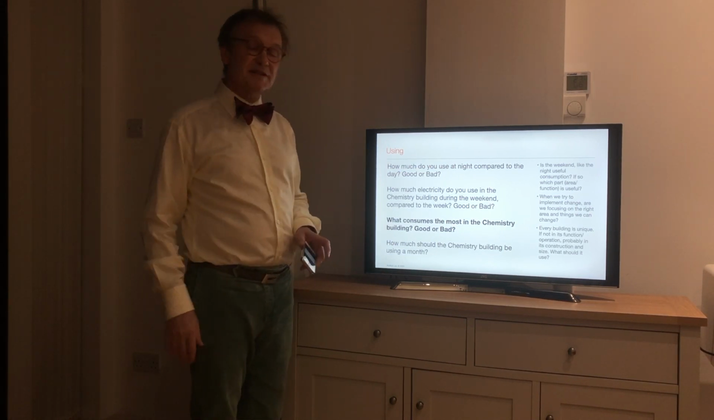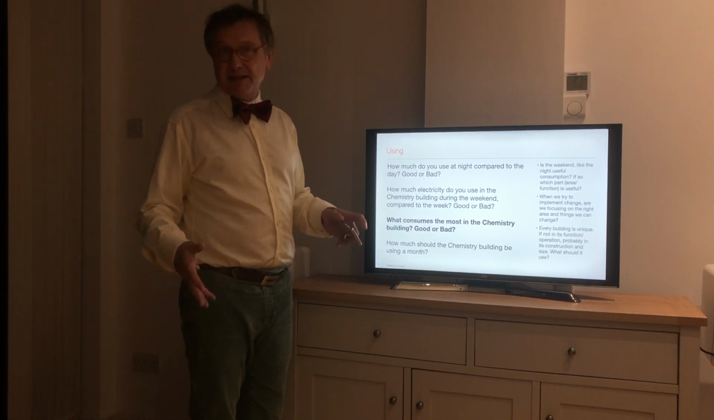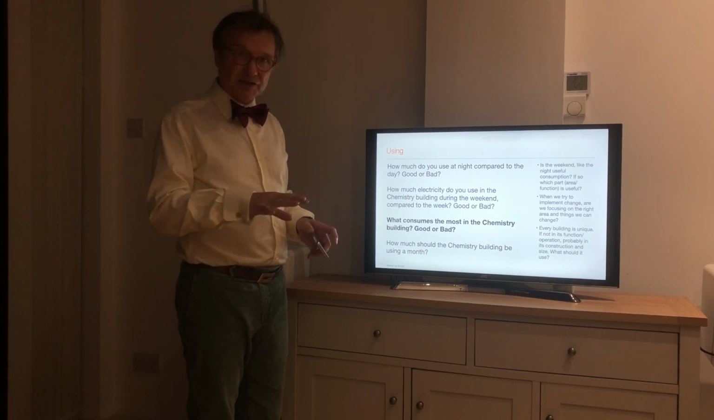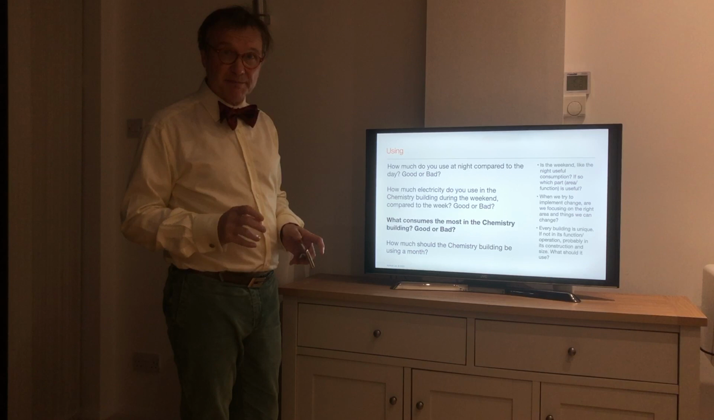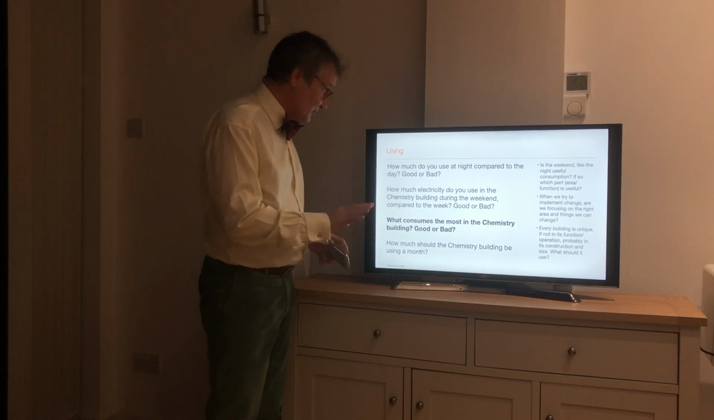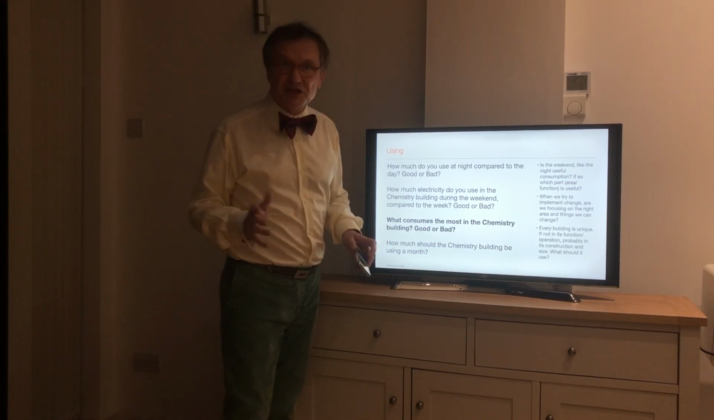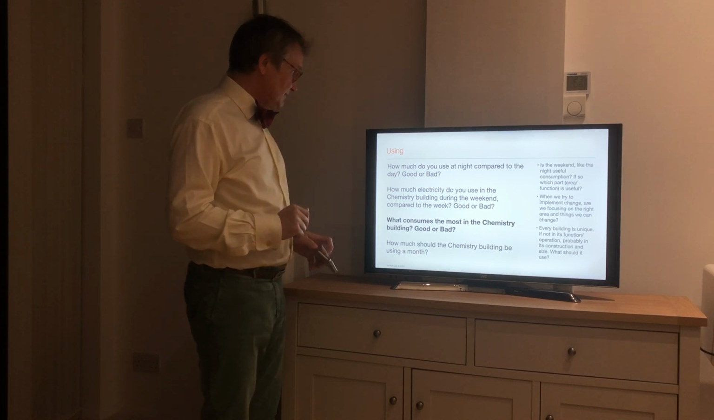What consumes the most in the chemistry building? Now this is, again, quite unique to know. We can actually drill down, as I showed you before, look at individual appliances and actually compare those to other places, so we know if that's good or bad. Like in the fridge case I showed you earlier on.